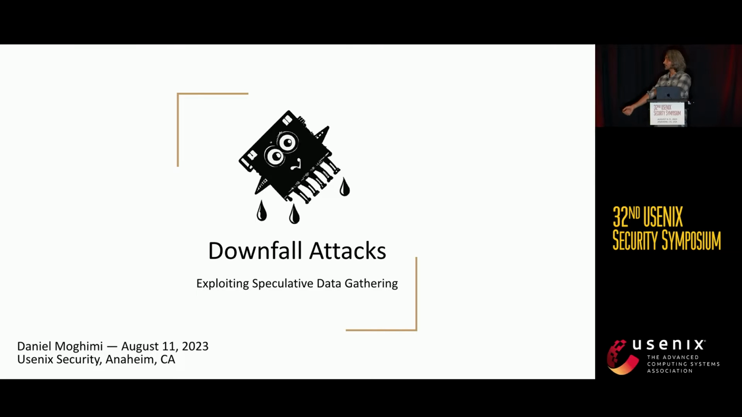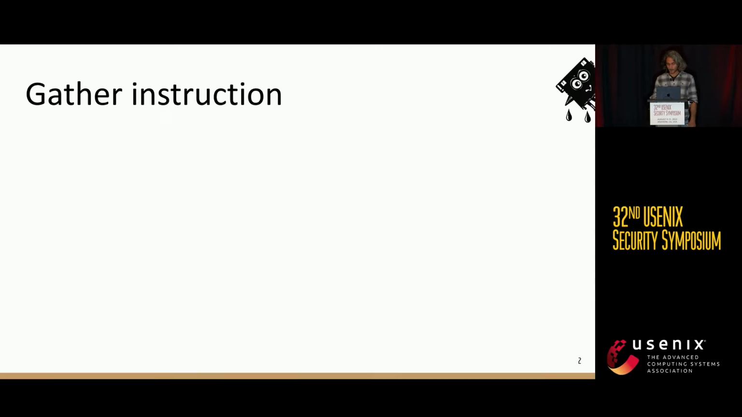Today I'm going to talk about Downfall attacks exploiting speculative data gathering. Well, let's talk about what this gather instruction is and how it's going to leak some data. This gather instruction was introduced in x86 about 15 years ago as part of the AVX2 extension, and it's supposed to speed up accessing scattered data in memory.